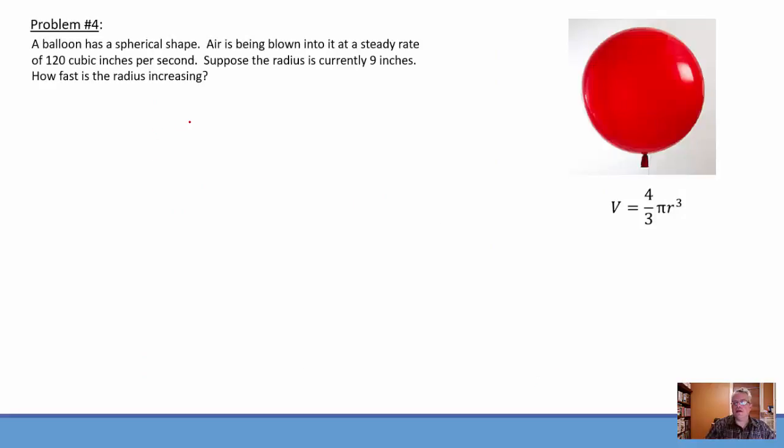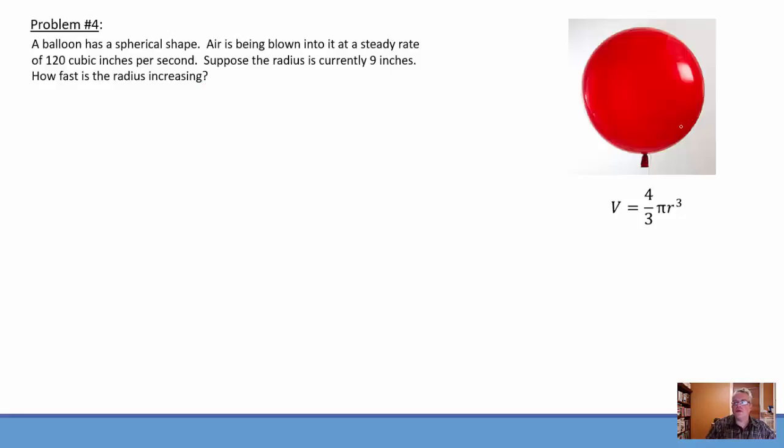So now here's a different kind of problem. This time we're going to deal with spheres and the volume of spheres. A balloon has a spherical shape. Air is blown into it at a steady rate of 120 cubic inches per second. Suppose the radius is currently 9 inches. How fast is the radius increasing?